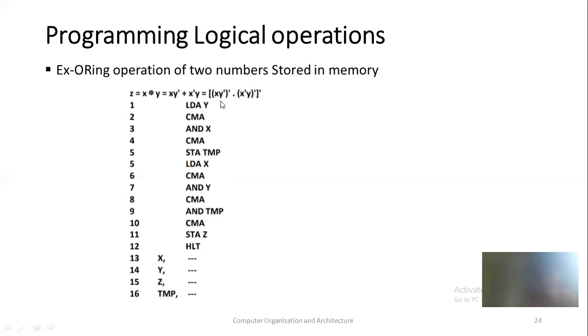So the result of XY dash whole dash and X dash Y whole dash is stored in the accumulator, but the actual result will contain one more dash. So you have to complement that result. Use the CMA instruction for complement and then store it to location Z by using the STA Z instruction. Here I have not written any content. You can store anything in decimal or hexadecimal. Z and temporary will have 0 because your program is storing the values there. So this is your XORing.